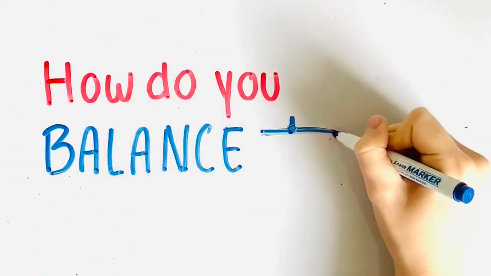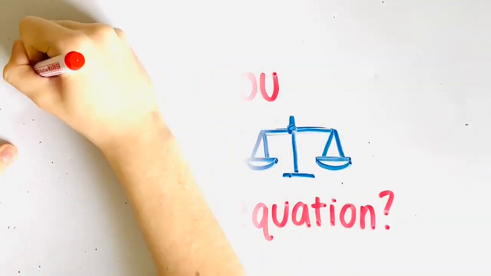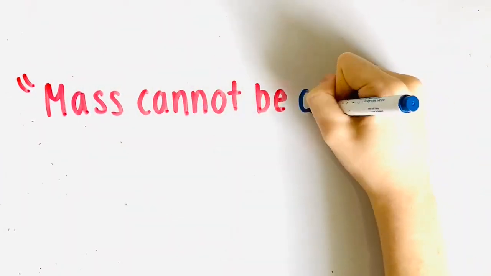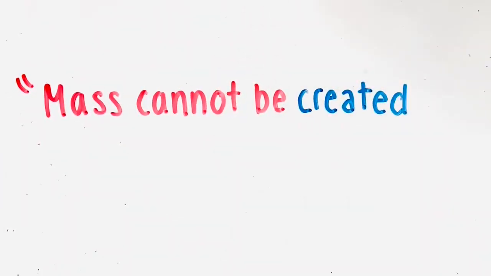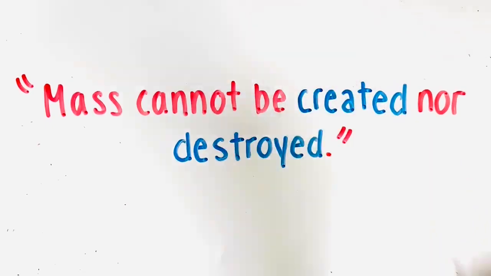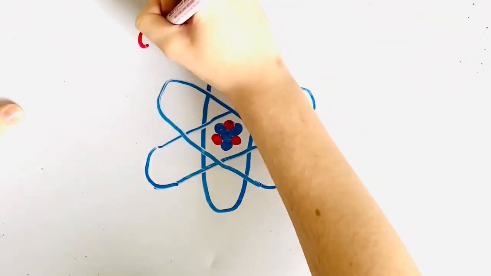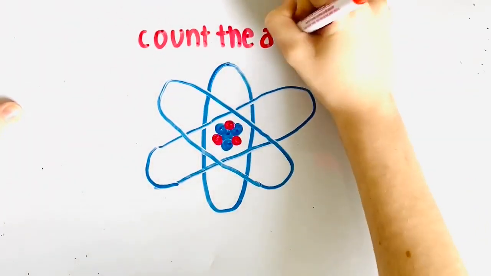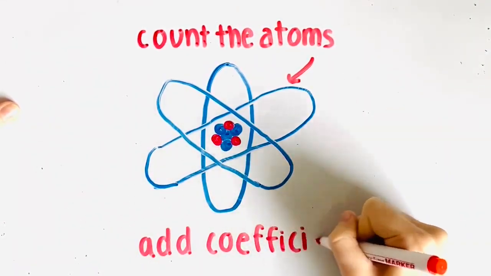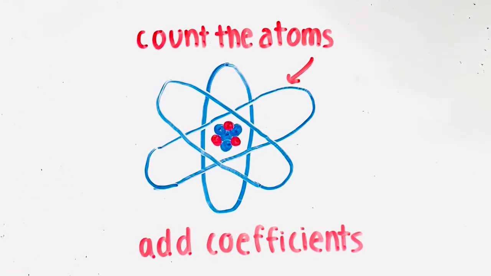How do you balance a chemical equation? In a balanced chemical equation, the number of atoms of an element must be the same on both sides of the reaction. This is because of the law of conservation of mass, which states that mass cannot be created nor destroyed. When balancing chemical equations, you need to count the amount of atoms on both the reactants and product sides, and then add coefficients in front of the elements or compounds to balance them.